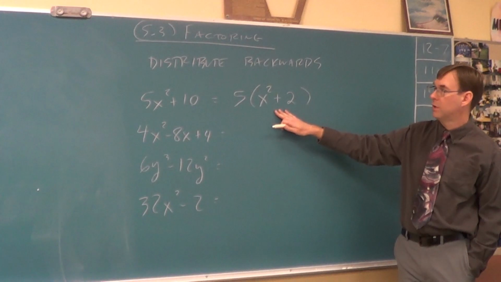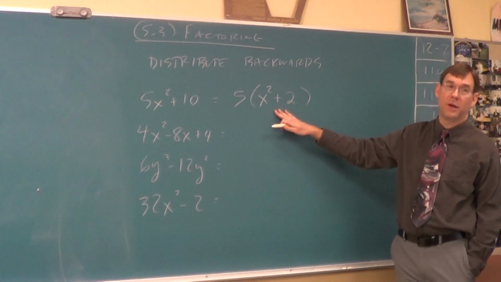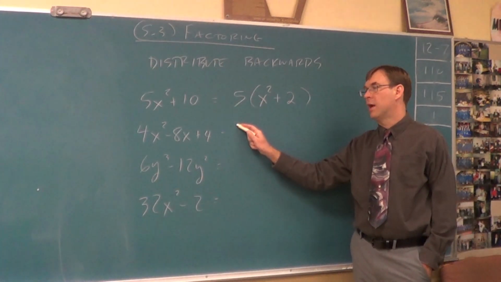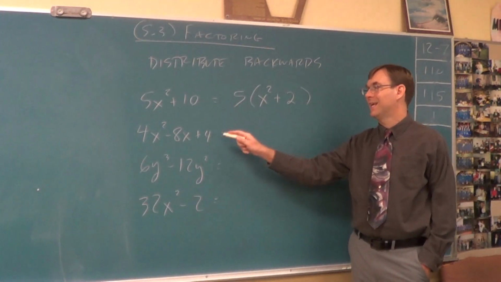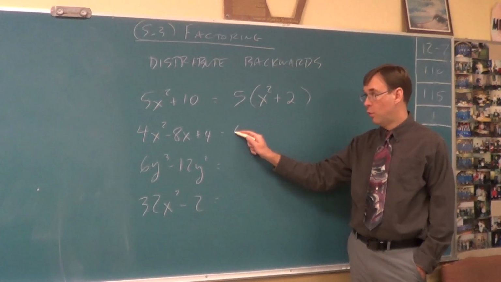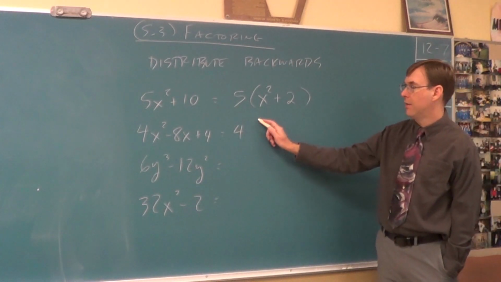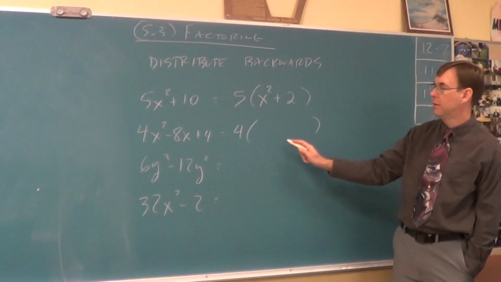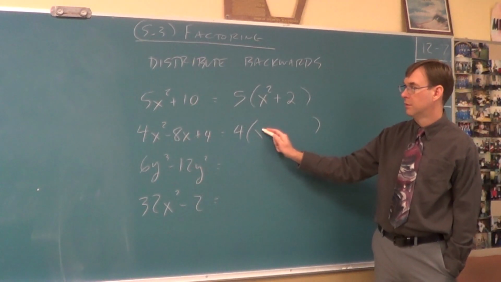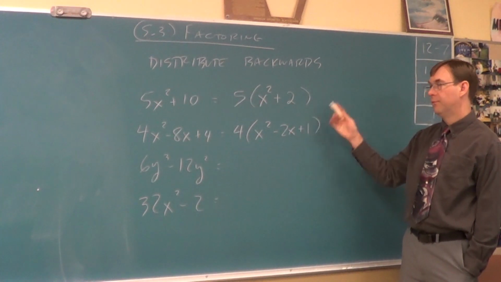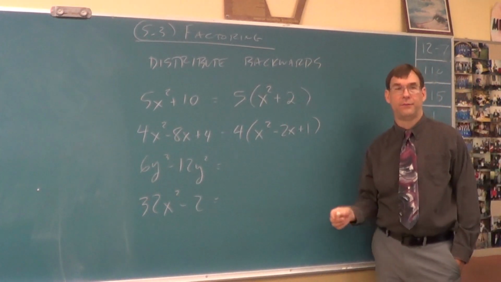We took out a 5, we left what was left. Something there. And here there's a couple things you can take out, but you want to go as big as you can. What's the biggest thing that can come off of all of those? 4. Could have done 2, but if you did 2, you'd have to go again, and you'd rather not do that. So pull off a 4, who's left? X squared minus 2x plus 1. Call it a day for now.